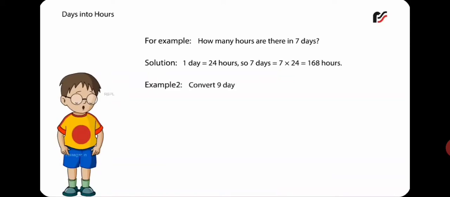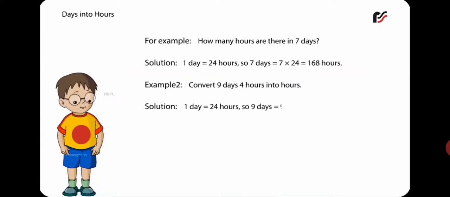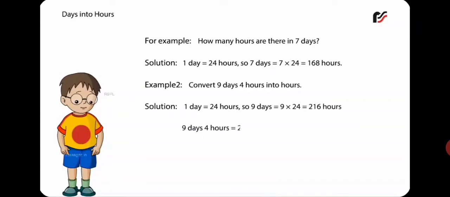Example 2. Convert 9 days 4 hours into hours. Solution. 1 day equal to 24 hours. So 9 days equal to 9 into 24 equal to 216 hours. 9 days 4 hours is equal to 216 hours plus 4 hours equal to 220 hours.